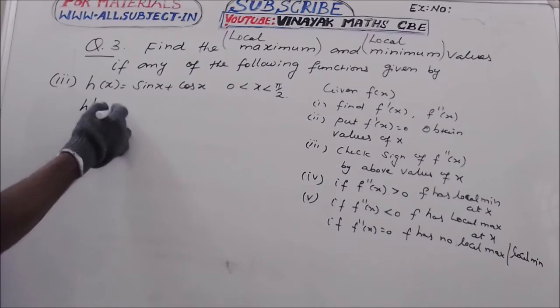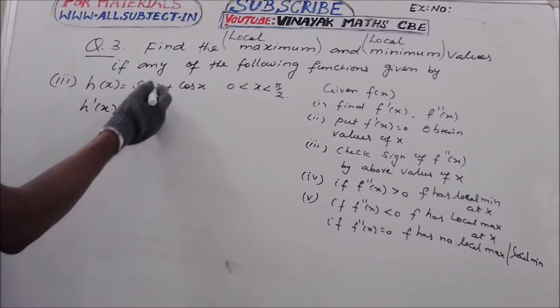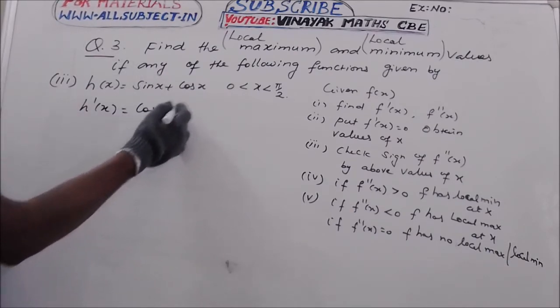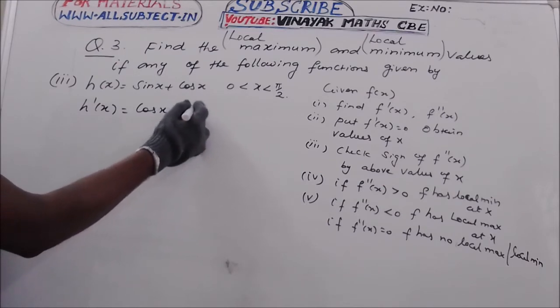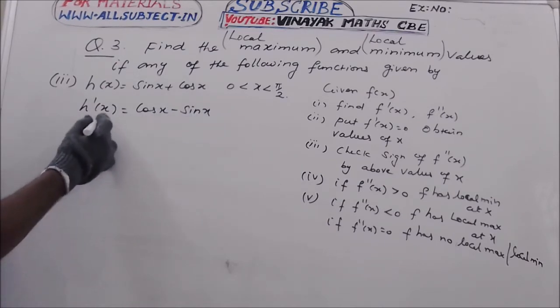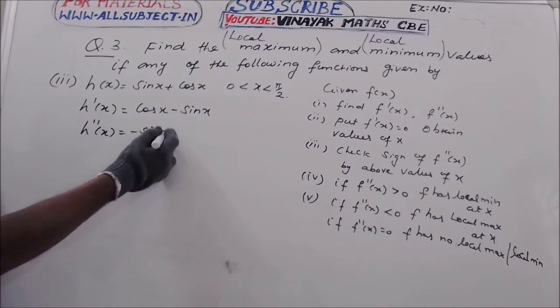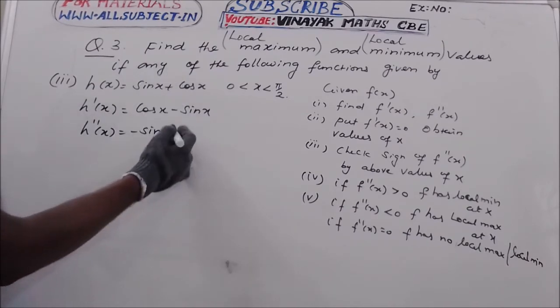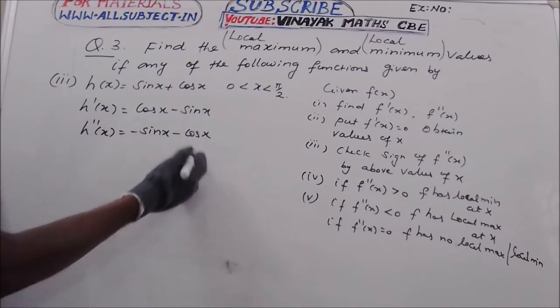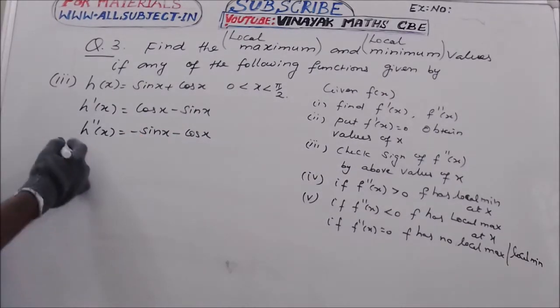h dash of x is equal to cos x minus sin x, since the derivative of sin x is cos x and the derivative of cos x is minus sin x. And h double dash of x: the derivative of cos x is minus sin x and the derivative of sin x is cos x, so it is minus sin x minus cos x. Now substitute h dash of x equal to 0.